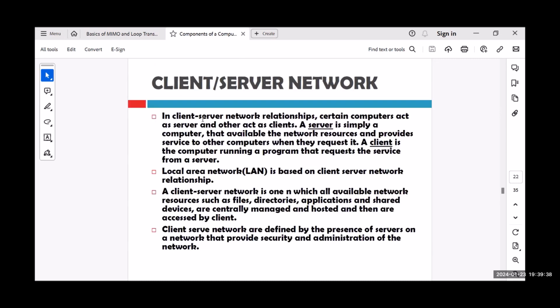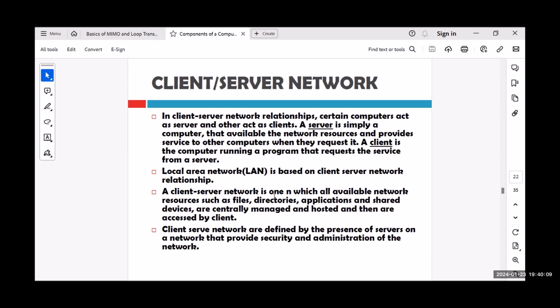Client-server network. In the client-server network relationship, certain computers act as a server and others act as clients, right? A server is simply a computer that makes network resources available and provides service to other computers when they request it. A client is the computer running a program that requests the service from that particular server. The local area network is based on client-server network relationship.